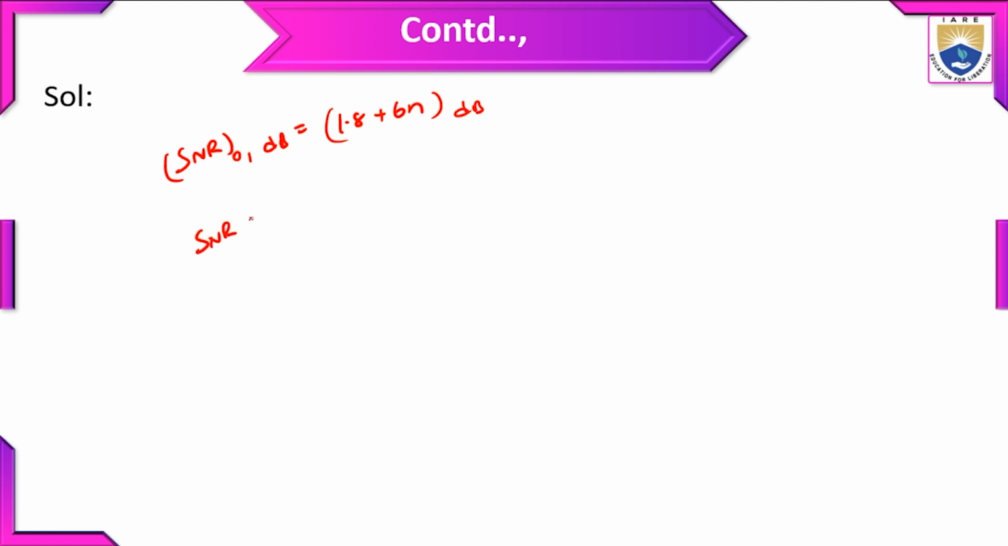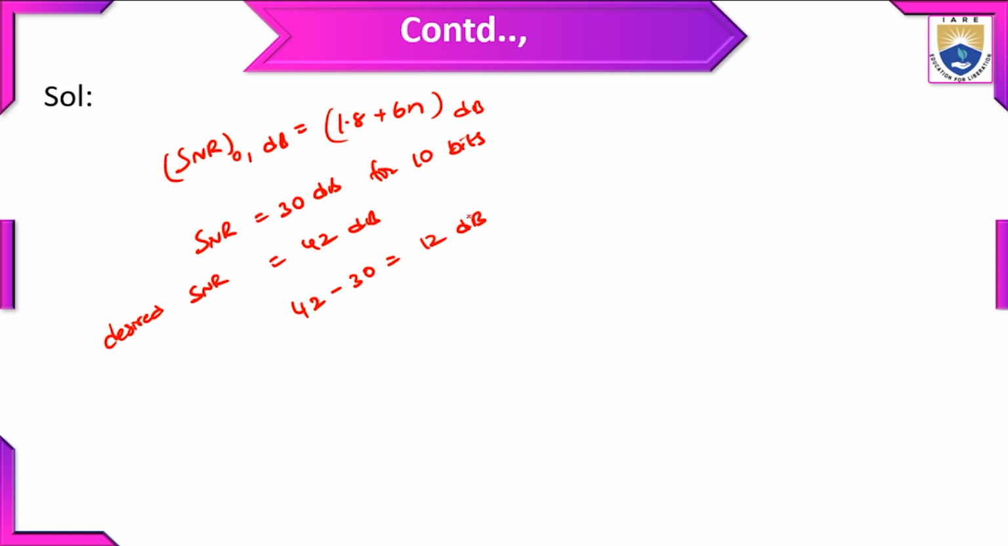So SNR is equal to 30 dB for 10 bits. But the desired SNR is 42 dB. So here the rise in SNR is 42 minus 30, which is 12 dB. So for 1 bit rise it requires 6 dB. So 12 dB is increasing.